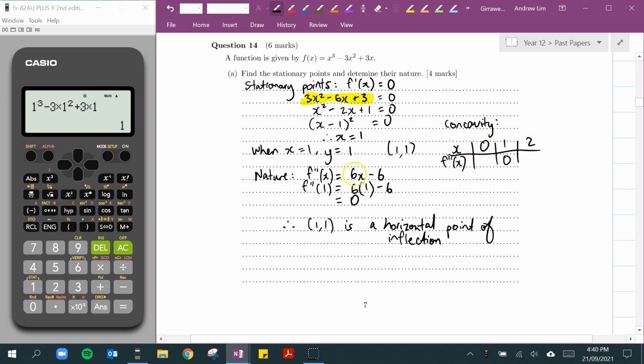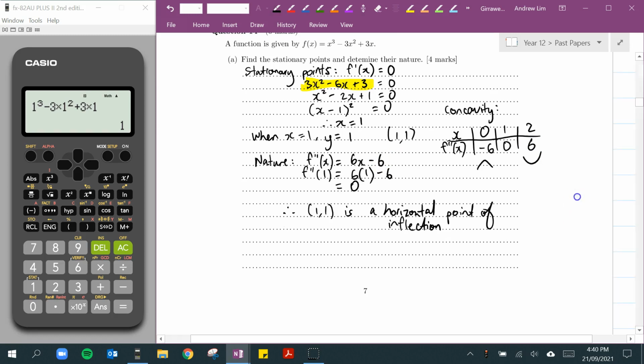When x is 0, we've got 6 times 0 minus 6, that's minus 6, so that's concave down. When x is 2, f double dash of 2 is 6 times 2, 12 minus 6, which is 6, that's concave up. So concavity does change, so it is a horizontal point of inflection.